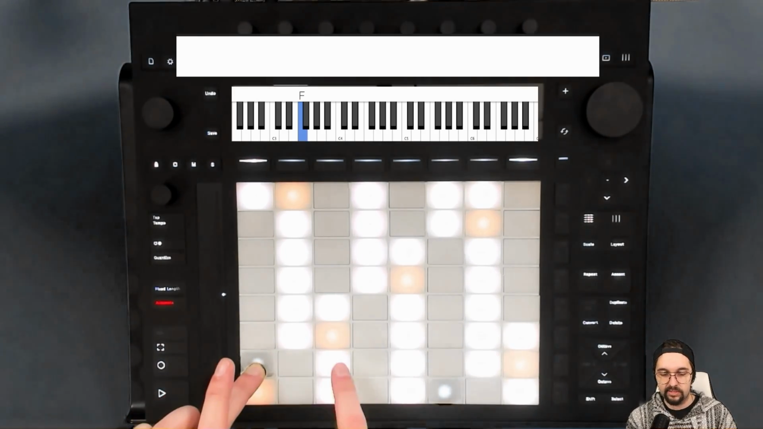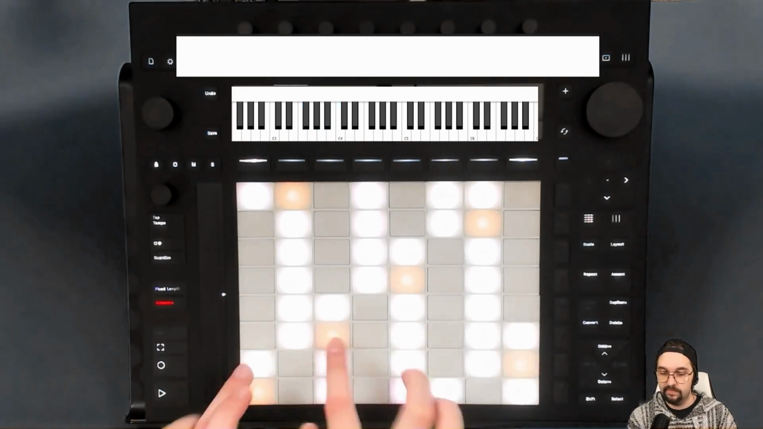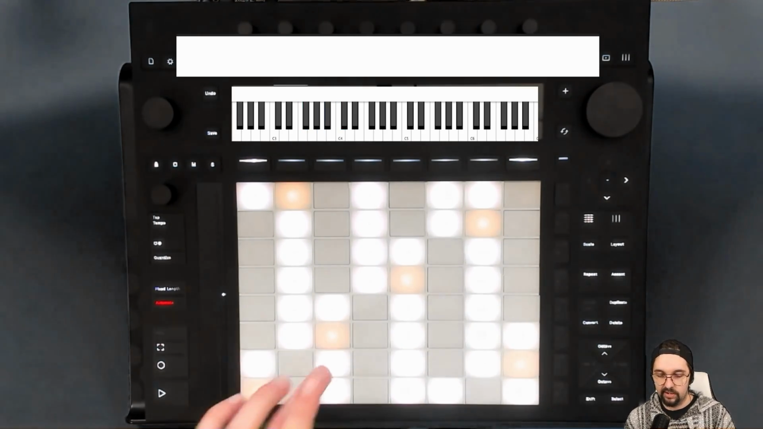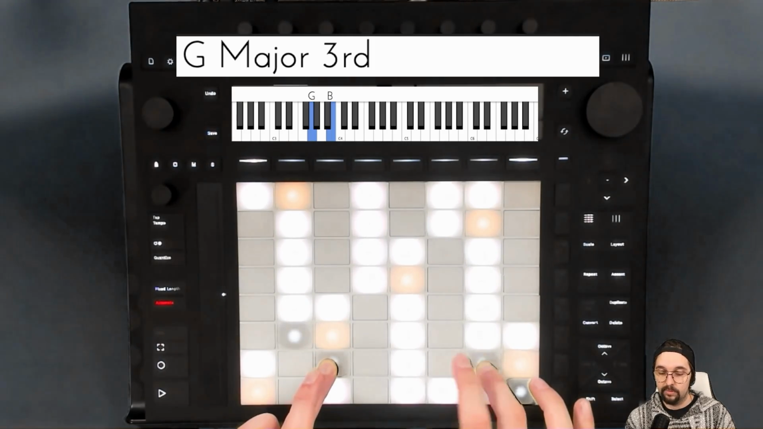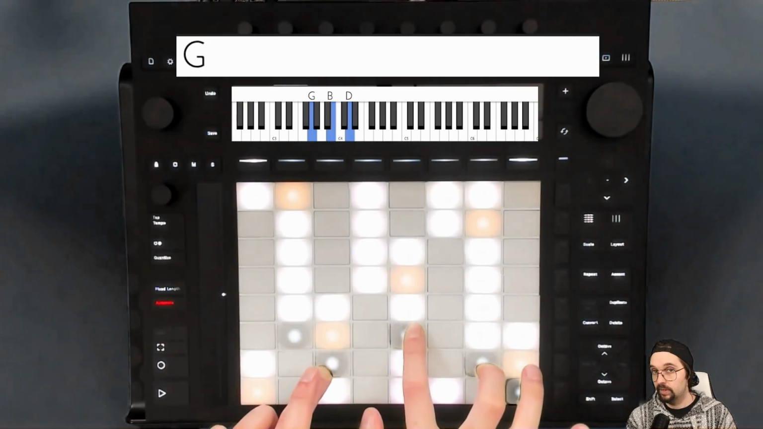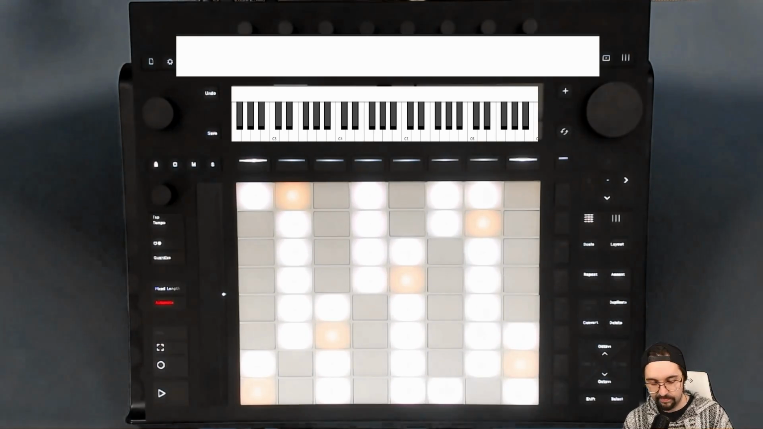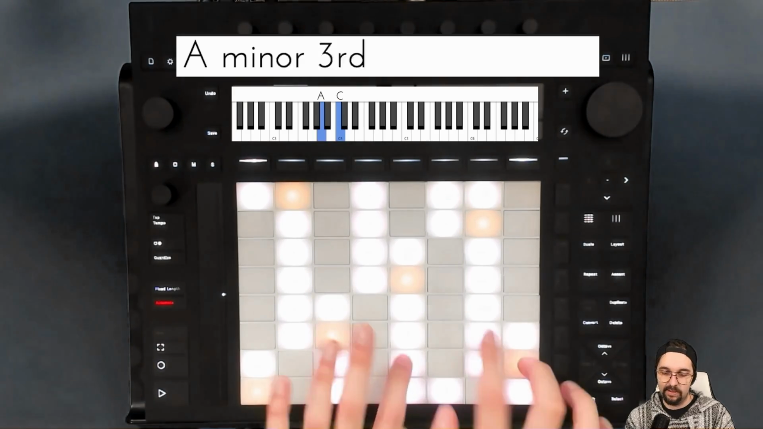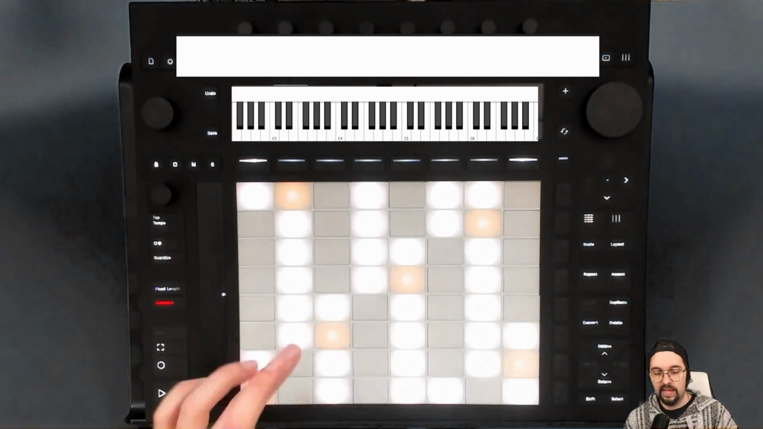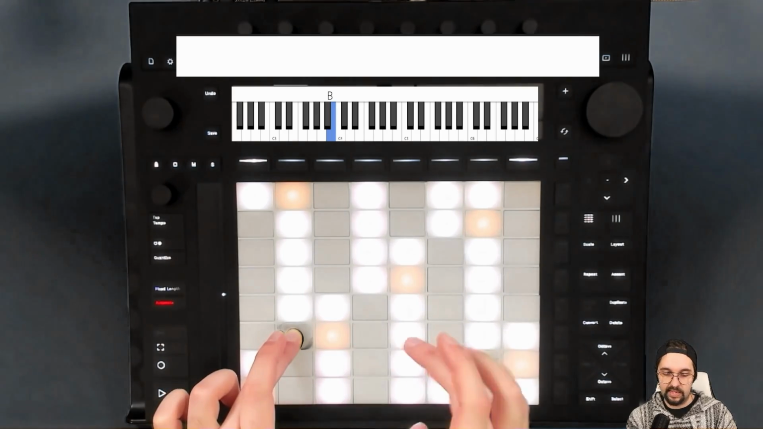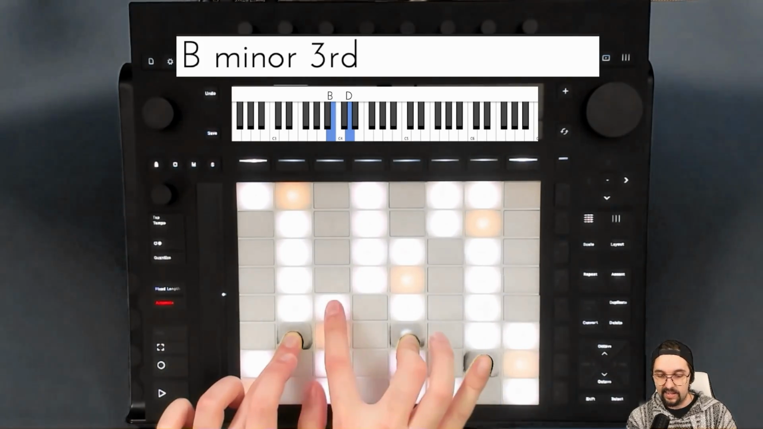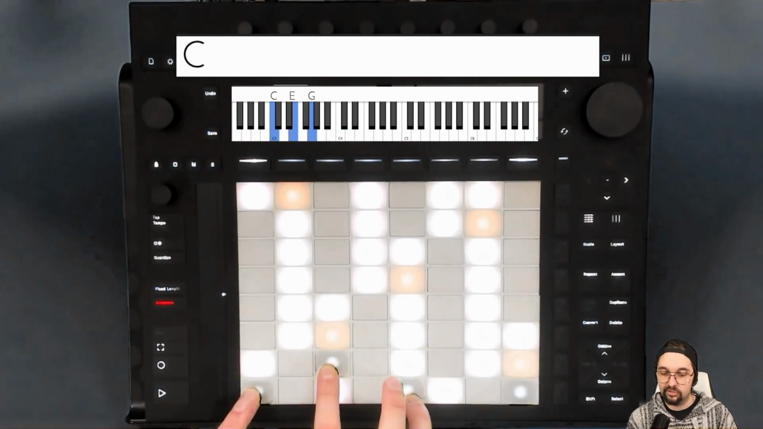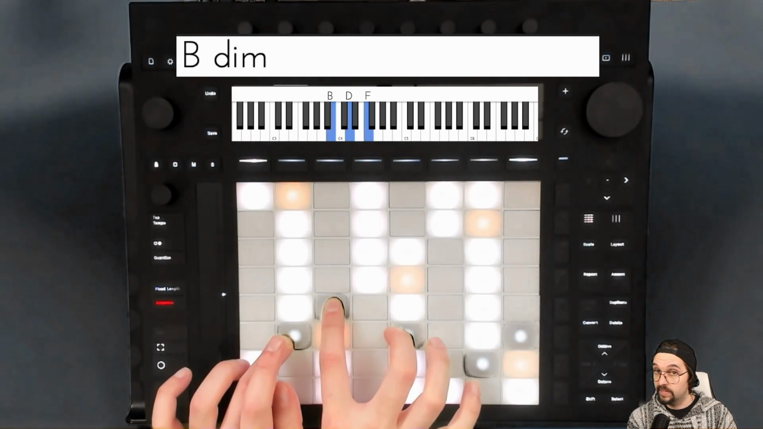If we go from F, skip this G, play the A, skip the B, play the C, we get a major triad once again. So our 4 chord is major. Continuing on with G, skip the A, play the B, skip the C, play the D. We get another major triad, so our 5 chord is major. If we go from A, skip the B, play the C, skip the D, play the E on top, we get a minor triad, very cool. And then finally, we have B, we'll skip the C, we'll play D, we'll skip the E, and we'll play the F on top. And we get a diminished triad. Notice how this is different than a major triad or a minor triad. We have a diminished triad on the 7th.